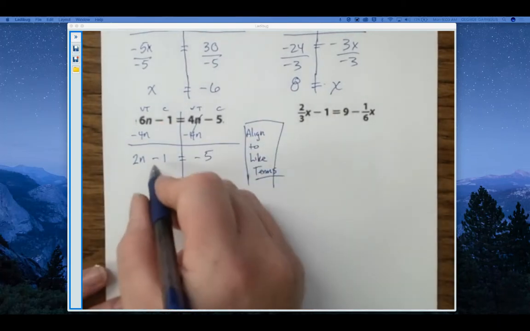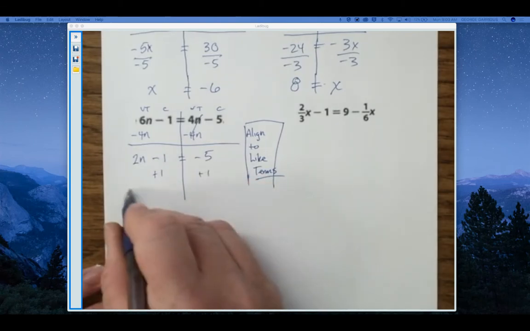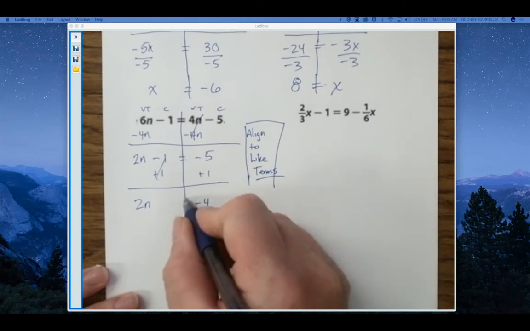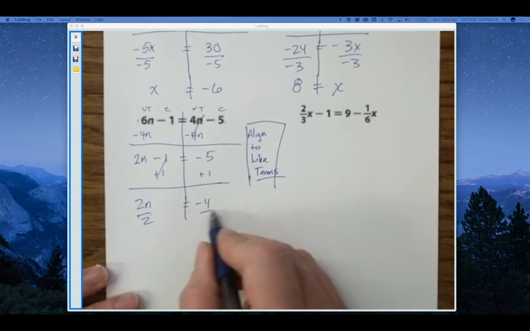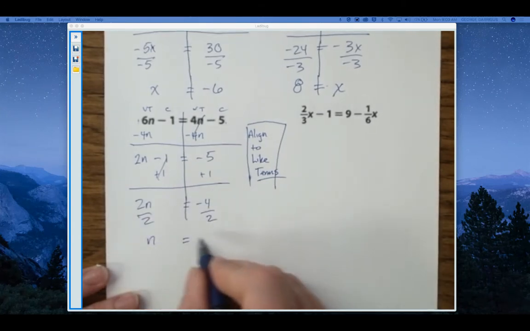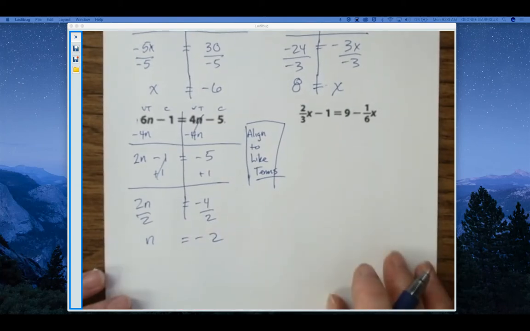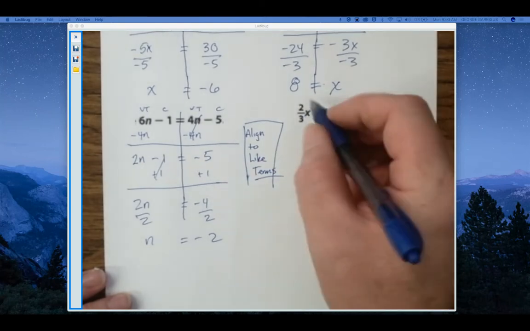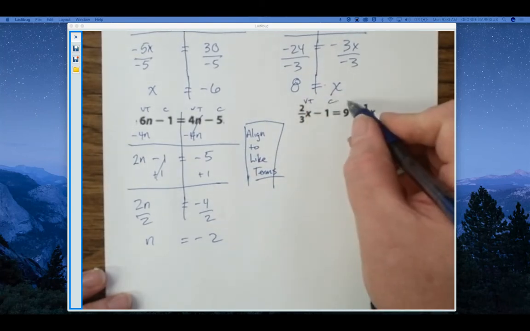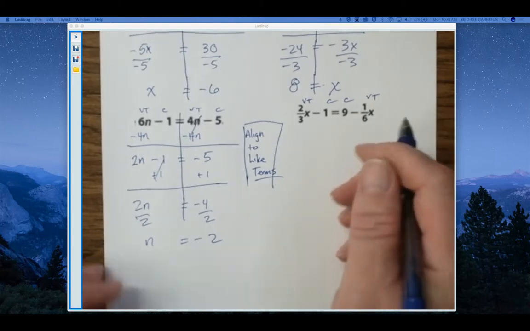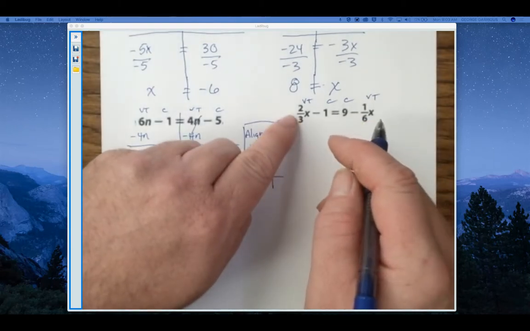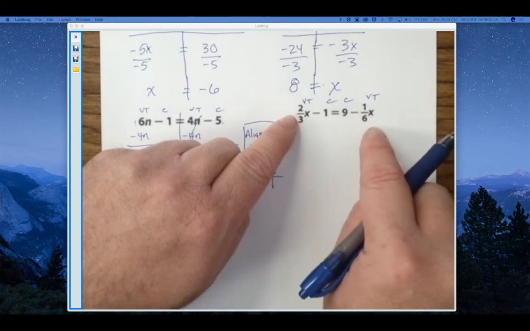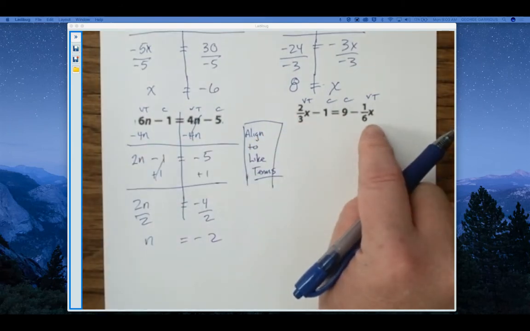Now I'm at a 2-step equation. I'm going to add 1. 2n equals negative 4. Divide by 2. And I get n equals negative 2. Okay, so now we get fraction coefficients here. The variable term, constant, constant, variable term. I can see that I have a dilemma here, that this is in thirds and this is in sixths.